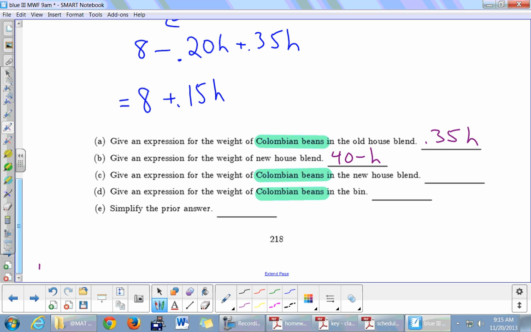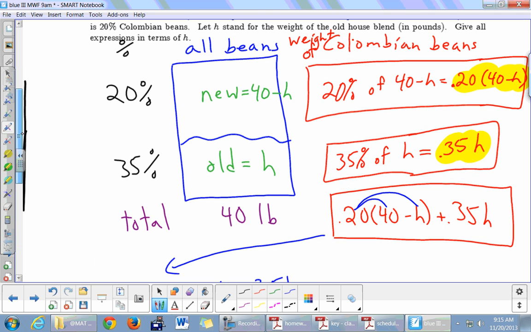All right, next question is the weight of Colombian beans in the new house blend. Colombian beans, new, what's that? So let's see, new is up here at the top and the Colombian beans is red, so it must be the top right. 0.20 times 40 minus h.